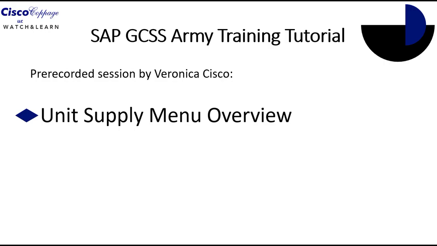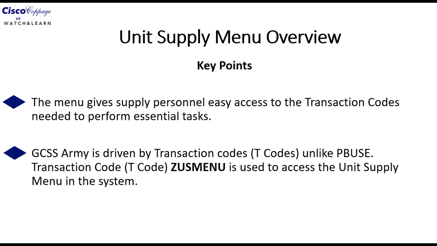This tutorial is designed to give you an overview of the unit supply menu inside of GCSS Army. Before we get into the lesson, there are some key points that need to be discussed. The first key point is that the menu gives supply personnel easy access to the transaction codes needed to perform essential tasks. The second key point is that GCSS Army is driven by transaction codes. This is different from PBIS.